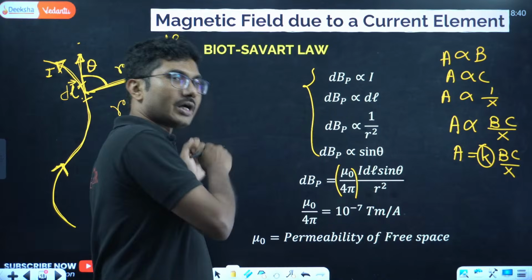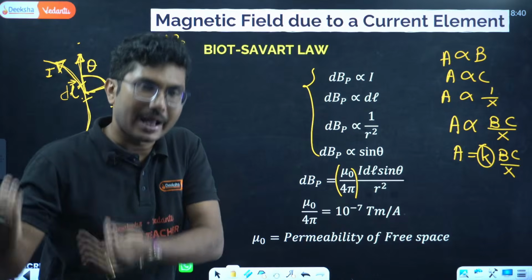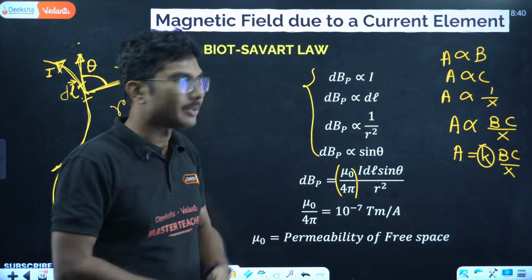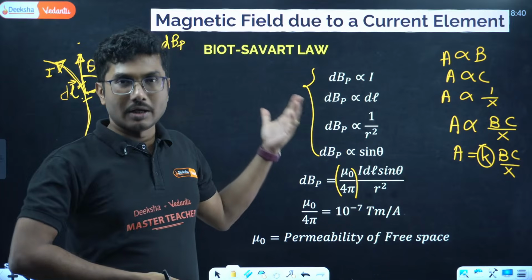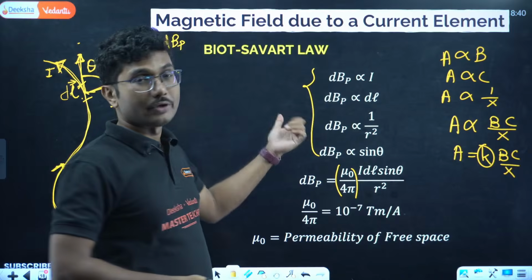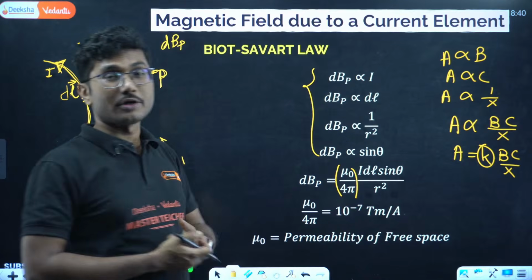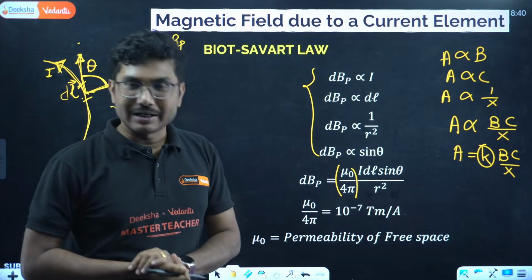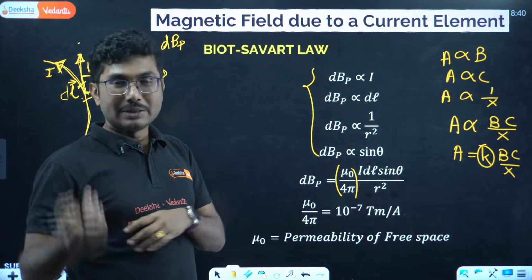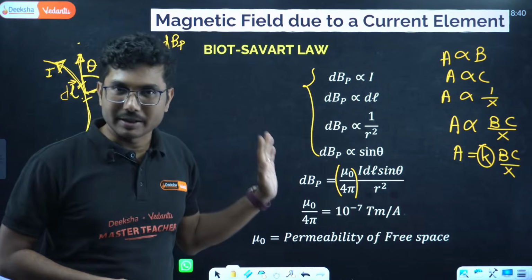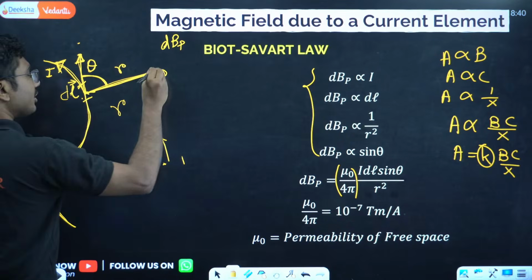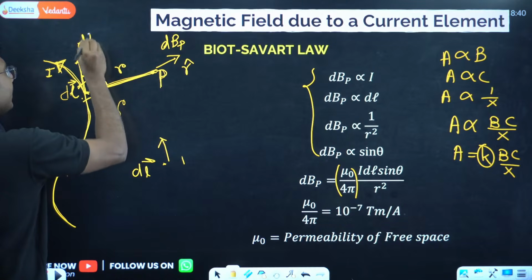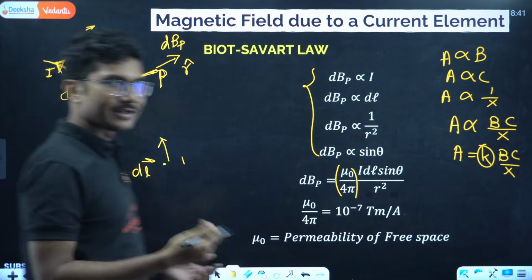The magnetic field due to a current element dl is directly proportional to the current I. Magnetic field due to a current element dl is directly proportional to the length of the element. The magnetic field due to the element dl is inversely proportional to the square of the distance between the element and the point. And magnetic field is directly proportional to the sine of the angle between the position vector and the element vector. This is the position vector, this is called position vector r cap, and this is the element vector, which is dl vector. The sine of the angle between them.